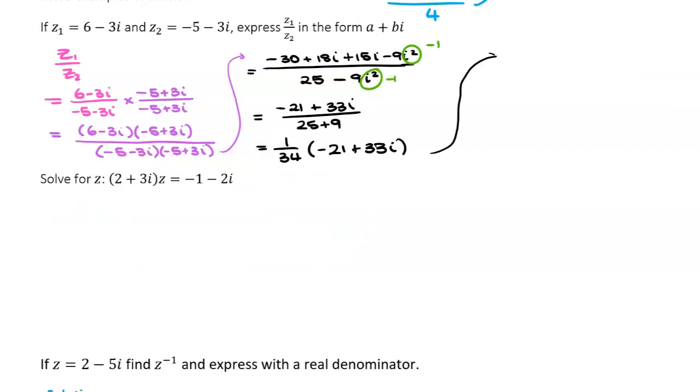I do notice that it asks for it in the form of a plus bi, so I think in this particular circumstance we do need to expand that out, but normally that is not expected of you in an exam situation, unless they specify to the contrary. Now, we haven't done much of this on the calculator yet. Let's have a look at how that's done.